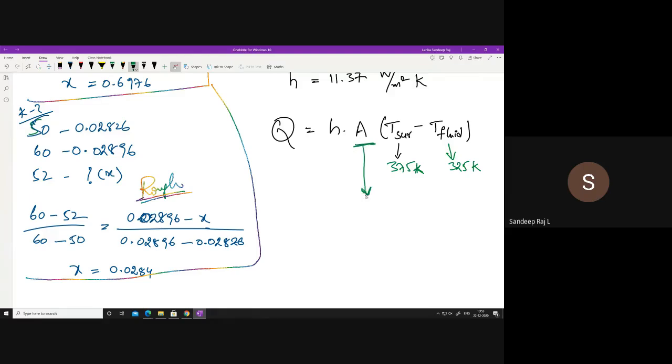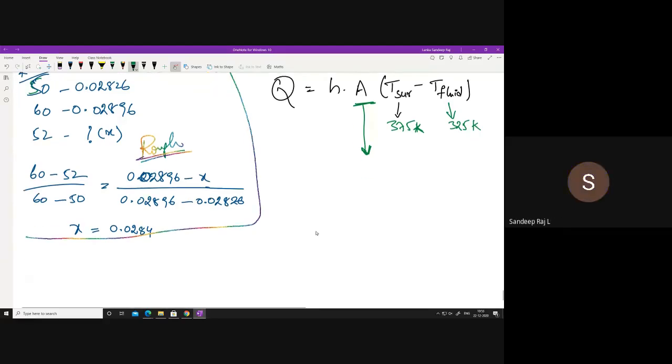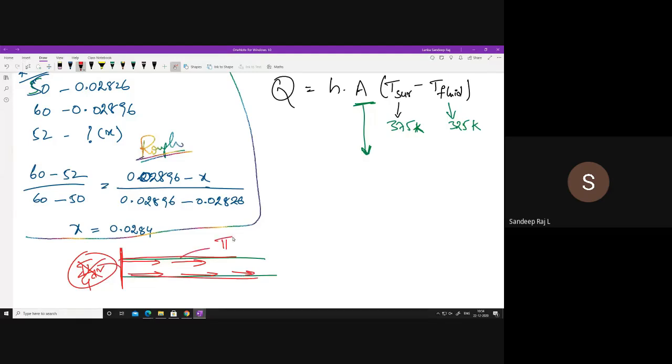How about the area here? What is the area formula that you should take? 2 pi RL, surface area. It is not pi by 4 d square into L. See, if this is the tube, the fluid will be flowing throughout the length. Pi by 4 d square is the cross-section, which is not the one you should take. You have to take the lateral surface, so it is pi d into L, or 2 pi RL, either one you can take.